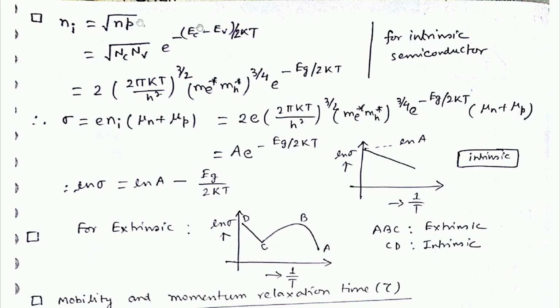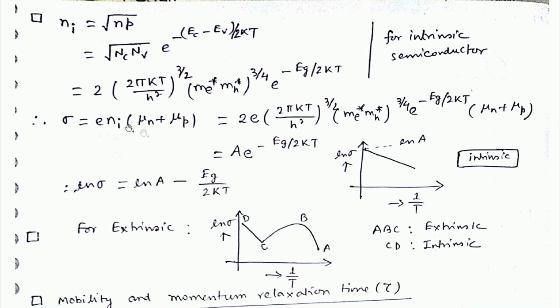ni equals root over n into p equals root over NcNv into e to the power minus (Ec minus Ev) by 2kT. This is for intrinsic semiconductor, equals 2 into (2 pi kT by h square) to the power 3 by 2 into (me star mh star) to the power 3 by 4 into e to the power minus Eg by 2kT. me star and mh star are the effective masses of electrons and holes respectively.